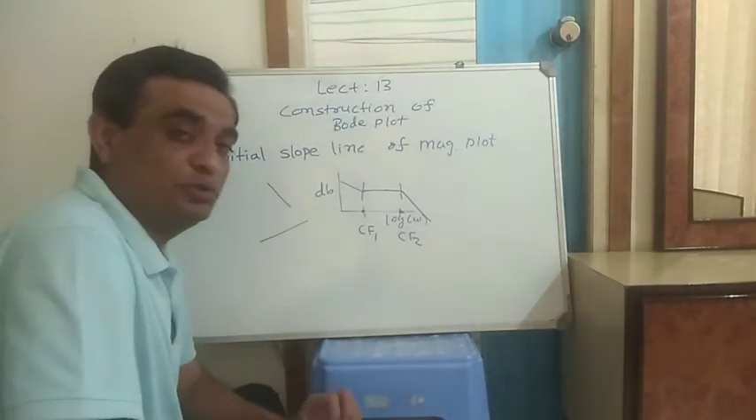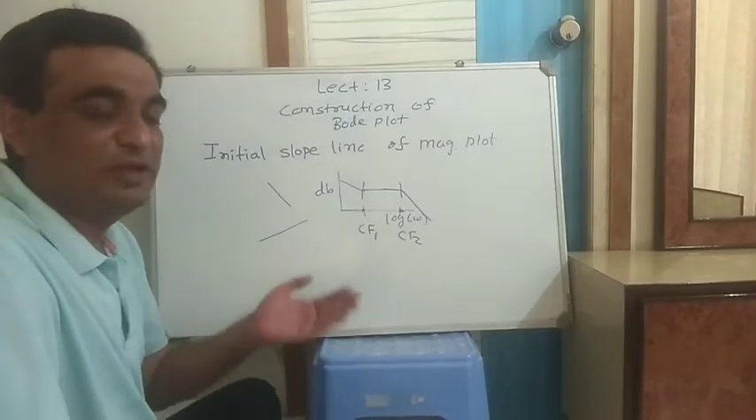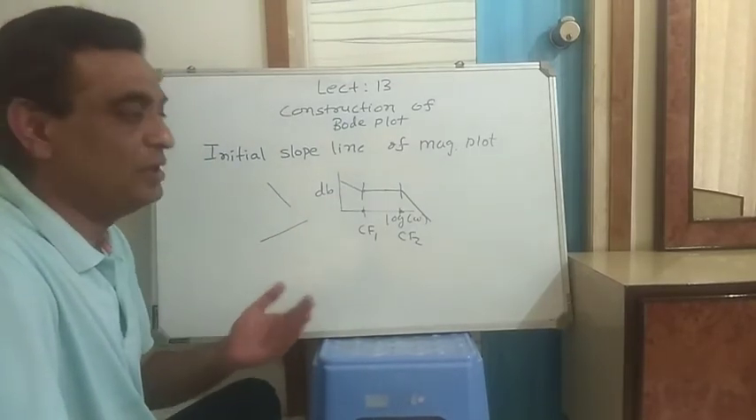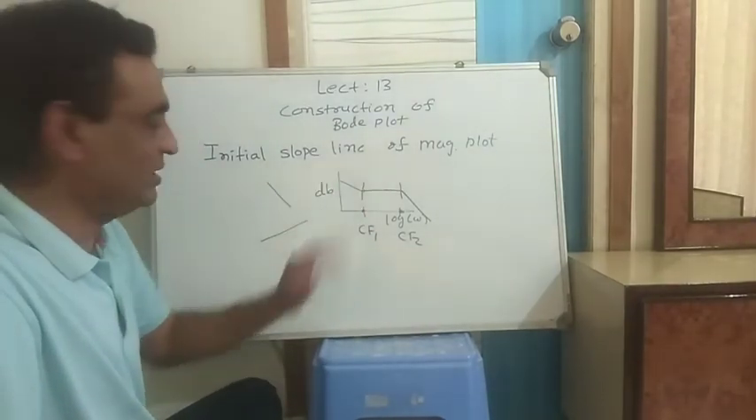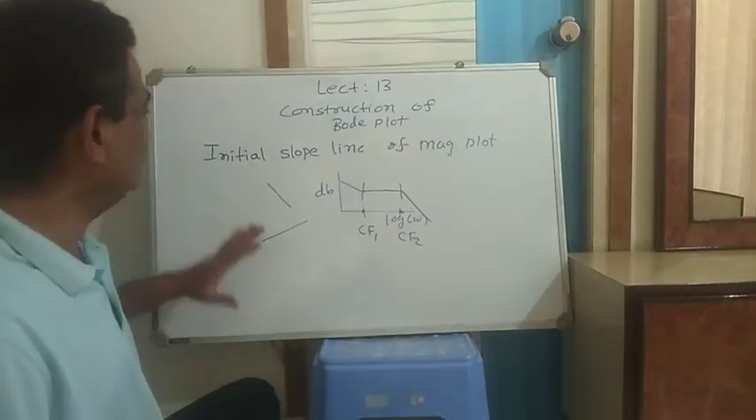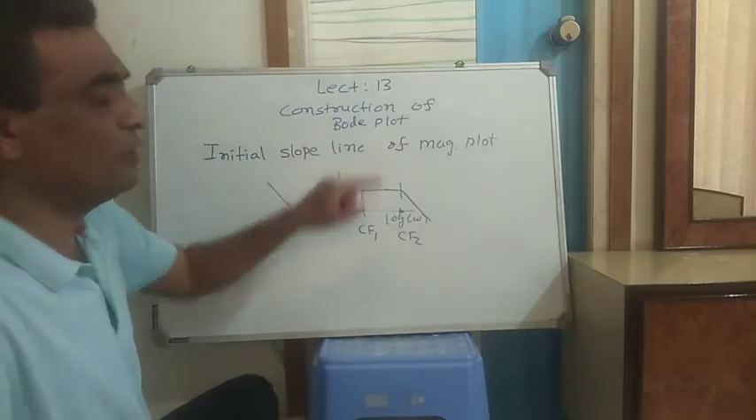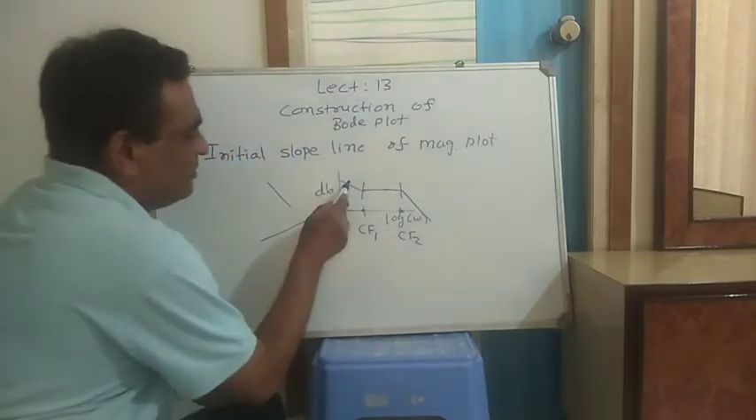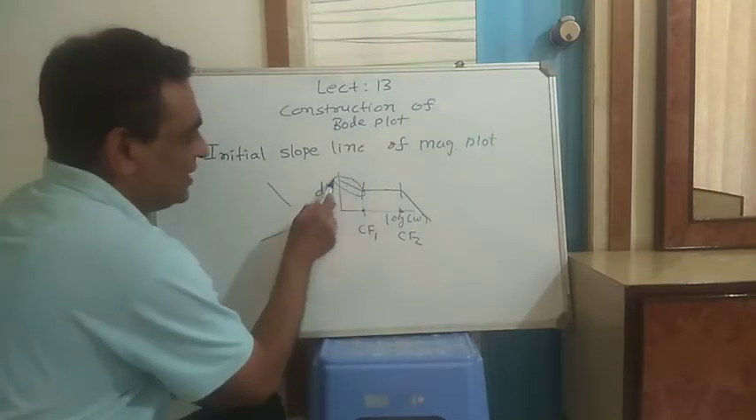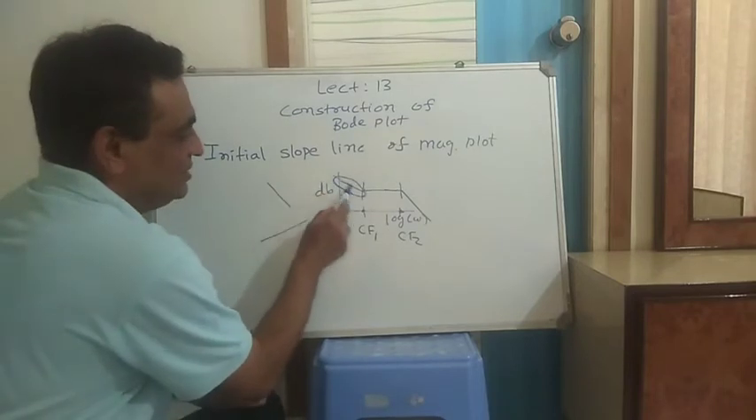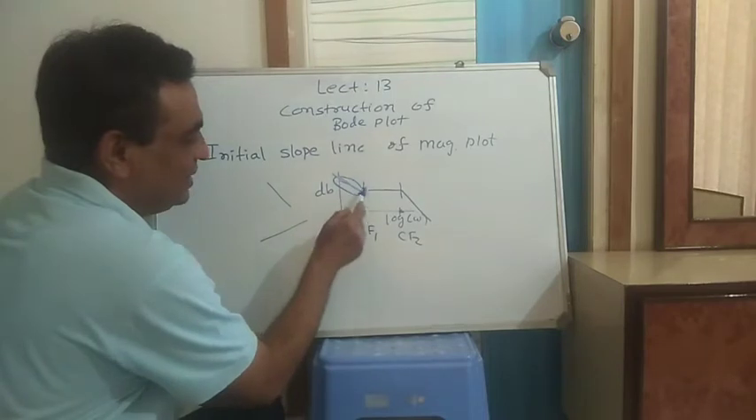We have also seen how to draw plus 20 dB per decade lines, plus 40, minus 40 dB per decade slope lines, plus 60, minus 60 dB per decade slope lines. We have already practiced that. Now, this rule is about the initial slope line of the magnitude plot. I'm talking about this. This is the initial slope line. So what is the slope of this line?